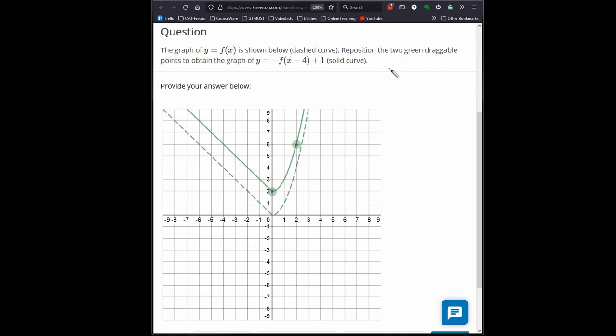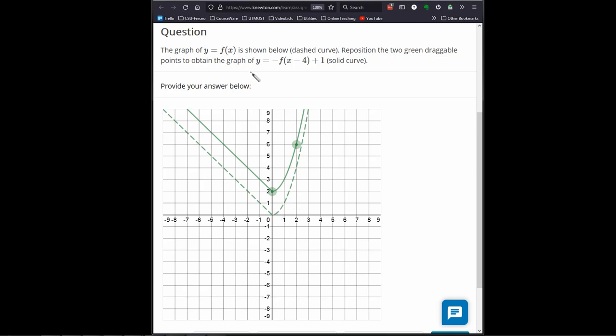This is a problem about graph transformations. The idea is that we know this dotted function here is called f of x. And the point is I don't know what the formula is. I don't know the formula for this function. All I know is the graph.